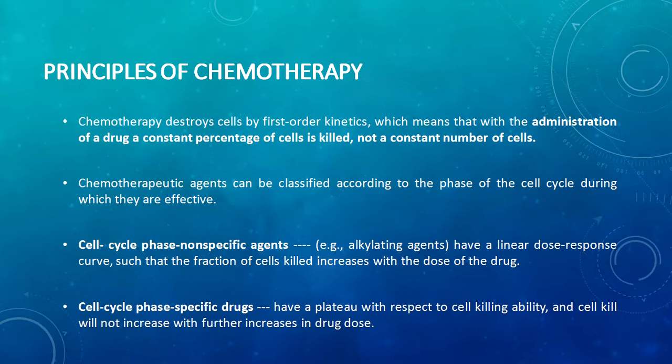Phase non-specific agents, for example alkylating agents, have a higher linear dose response curve such that the fraction of cells killed increases with the dose of the drug. Phase-specific drugs have a plateau with respect to cell killing ability, and cell kill will not increase with further increase in drug dose.